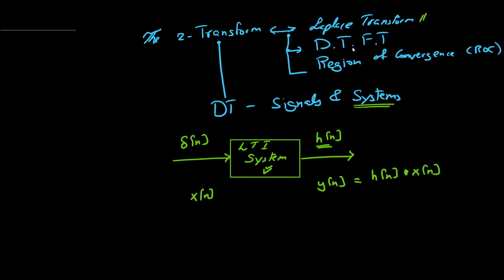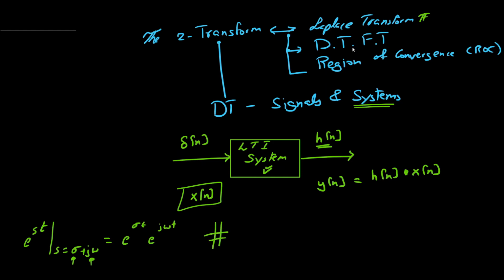Now in the Laplace domain, the input that we considered was simply a complex exponential, that is e raised to power st, and we say that s is equal to sigma plus j omega, where sigma is the real part and j omega is the complex part. So we can break it into e sigma t times e j omega t.